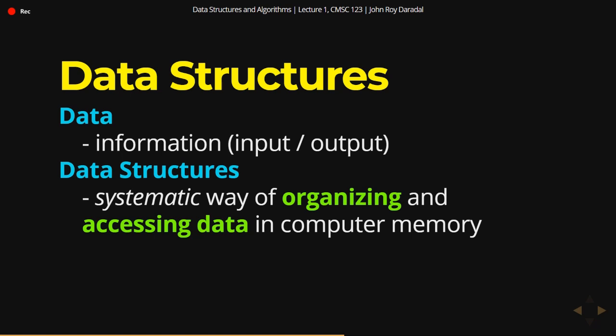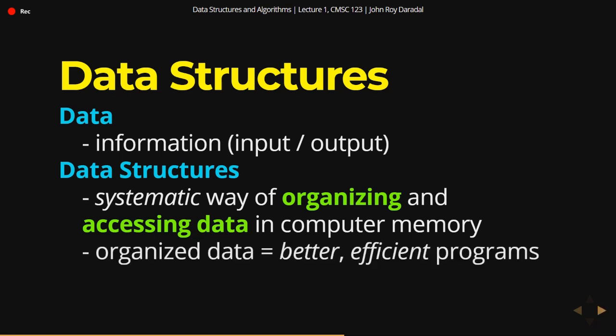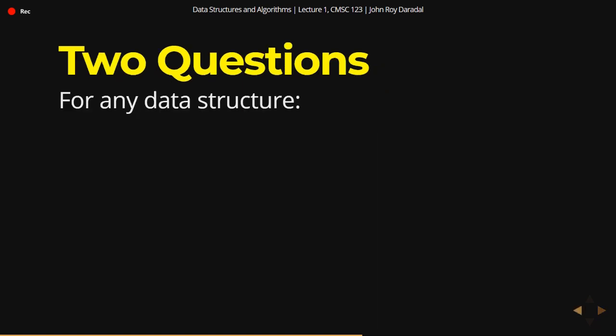And it's important to use the correct data structure, because if you organize the data in a good way, then you will also have better and efficient programs. Because if your data is randomized or scattered or unorganized, the program will probably take a longer time to process everything because it's not organized, right? So that also applies in real life, right? So that's data structures.